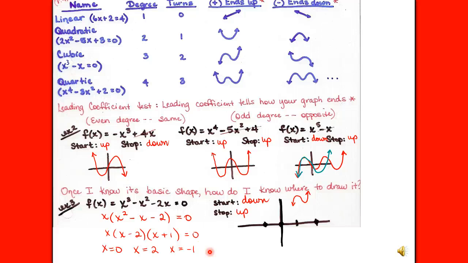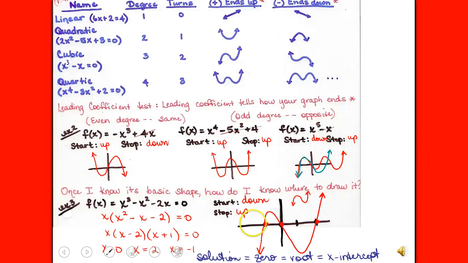X-intercepts, yes. So we can come over and say, okay, I had a solution at negative 1, I had a solution at 0, and I had a solution at 2. So I know those are going to be my x-intercepts. I also know that my graph is going to start down.